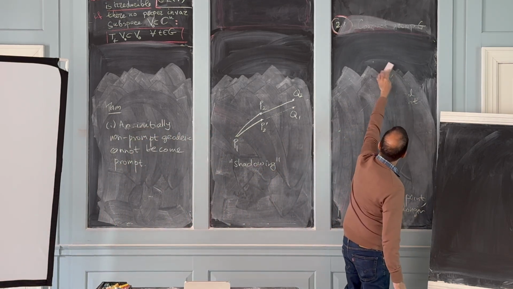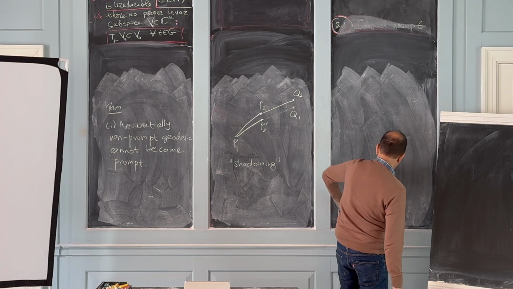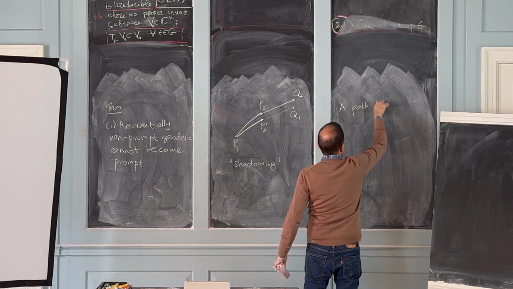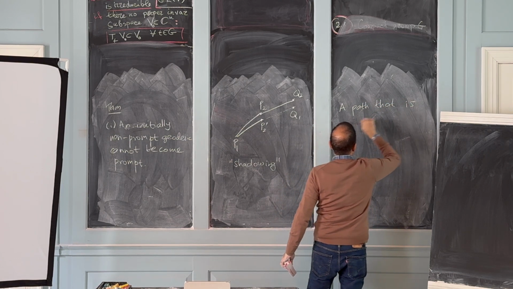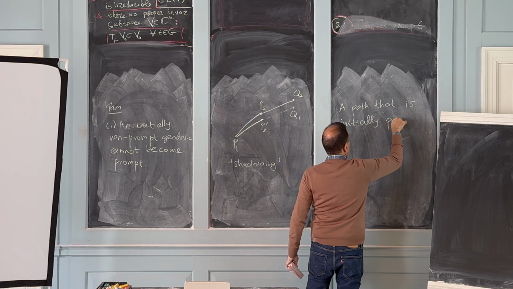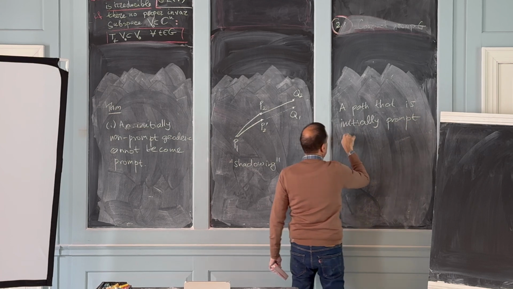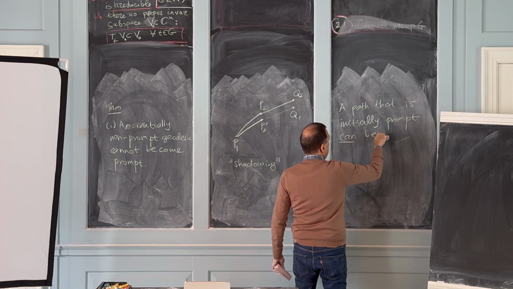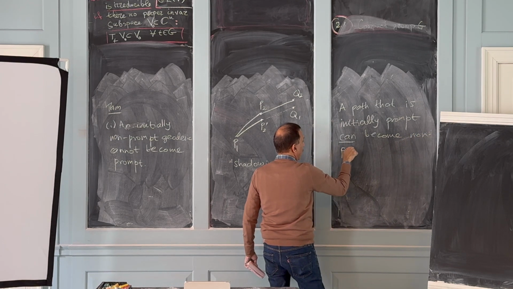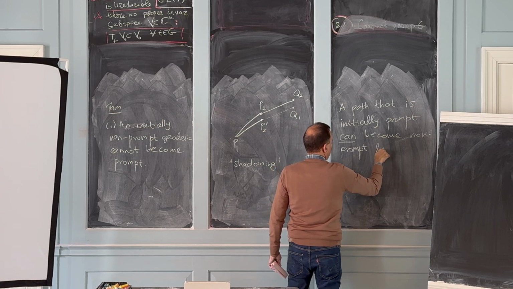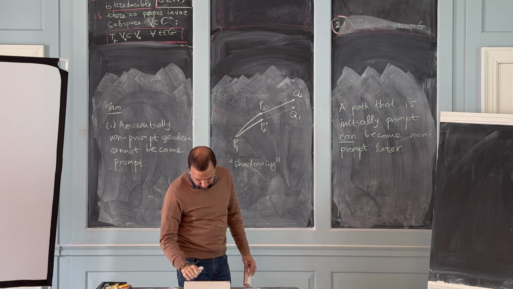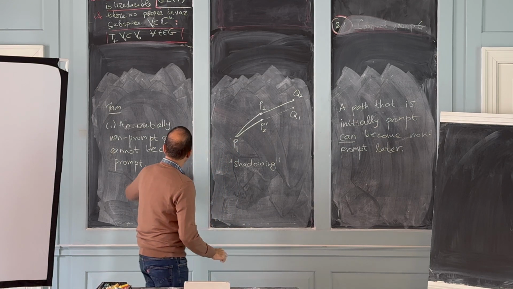A converse sort of result: a path that is initially prompt can become non-prompt later. And that's easy to draw.